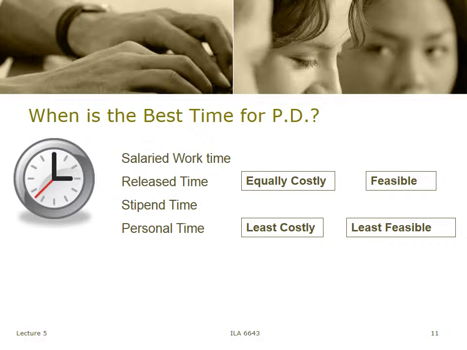Now, what we find is that if we use stipend time or release time or salaried work time, it's costly because we're having to provide substitutes, or we're having to rearrange the schedule. It is feasible to do it then, because we've already got them working anyway. The personal time is the least costly because we're not paying them for that time, but it's also the least feasible because people are wanting to get home. They've worked their 8 hours. They're ready to go home. They're not interested in listening.